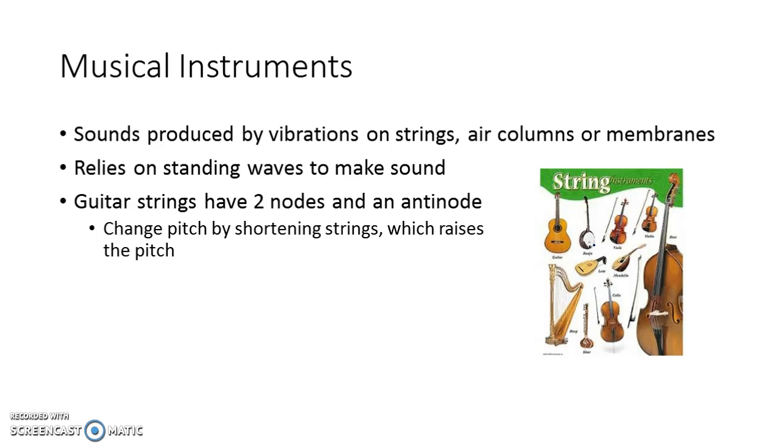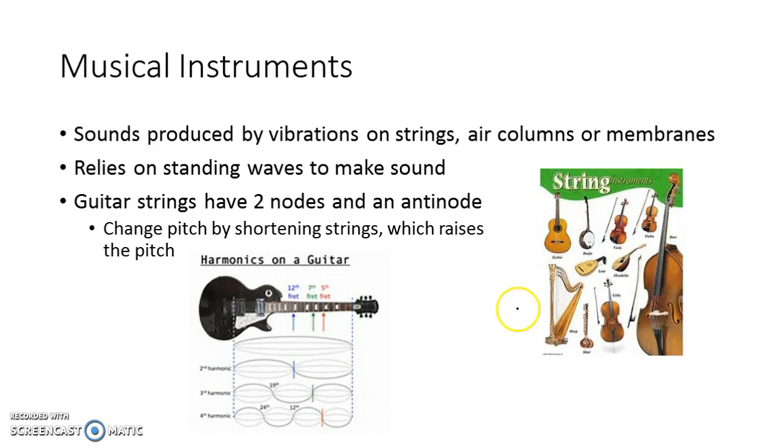A guitar string will have 2 nodes and an antinode. Here's one node, and if you hold down the fret here, it breaks the string down, and so you have your 2 nodes. If it was at this fret, then the nodes would go from line to line. So it has 2 nodes and an antinode, and you can change the pitch by shortening the strings. You shorten the strings by putting your finger down on those different frets, and that raises the pitch of the sound.